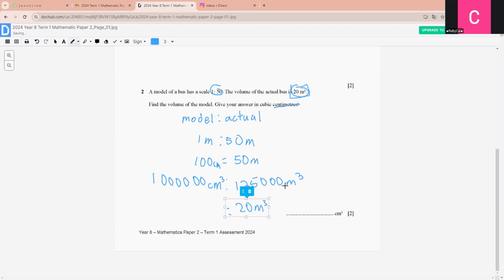To get this 20 cubic meters, we have to divide this by 6,250. And because we do it to one side, we have to do the same to the other side. And our answer will turn out to be 160 cubic centimeters. So the final answer is 160 cubic centimeters.